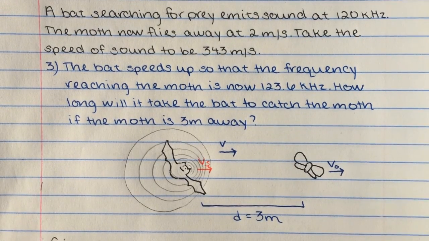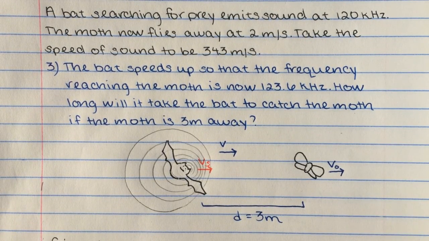The actual problem says the bat speeds up so that the frequency reaching the moth is now 123.6 kilohertz. How long will it take the bat to catch the moth if the moth is 3 meters away?